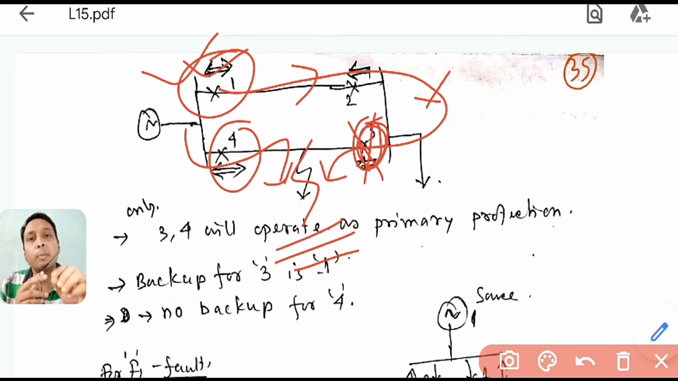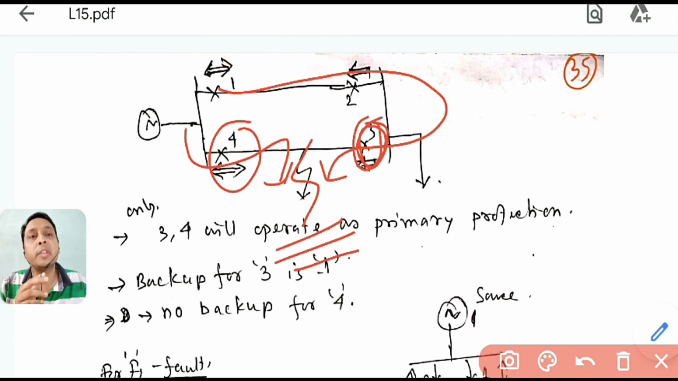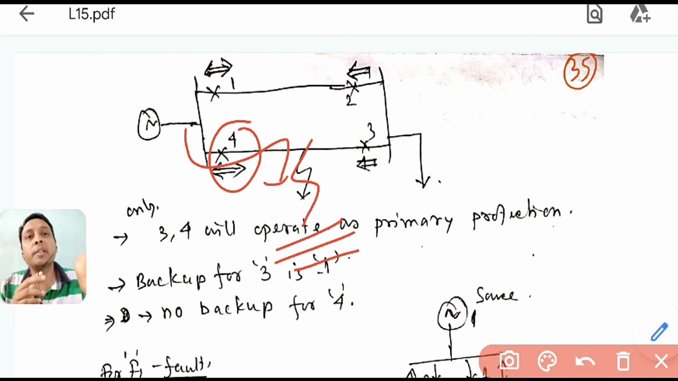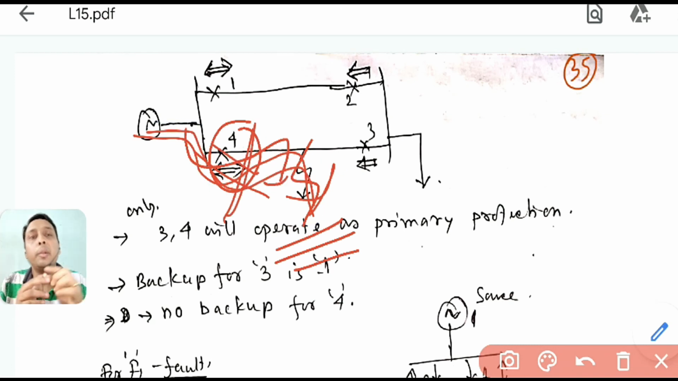So we will see that some questions come from basic concepts only. What is the backup of 3? It is 1. What is the backup of 4? No backup for 4. 4 doesn't have any backup. You can see if 4 doesn't trip, then there is no one to back it up, because current is in this path only. So if 4 fails, there is nothing in this path to protect it.